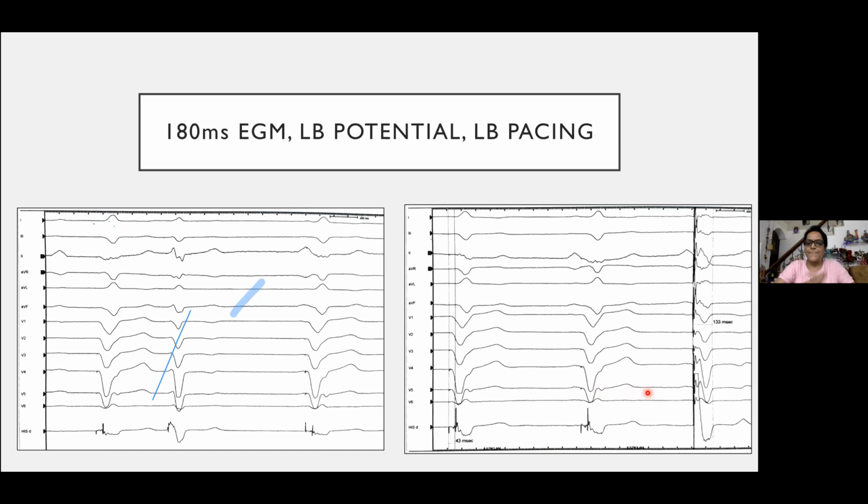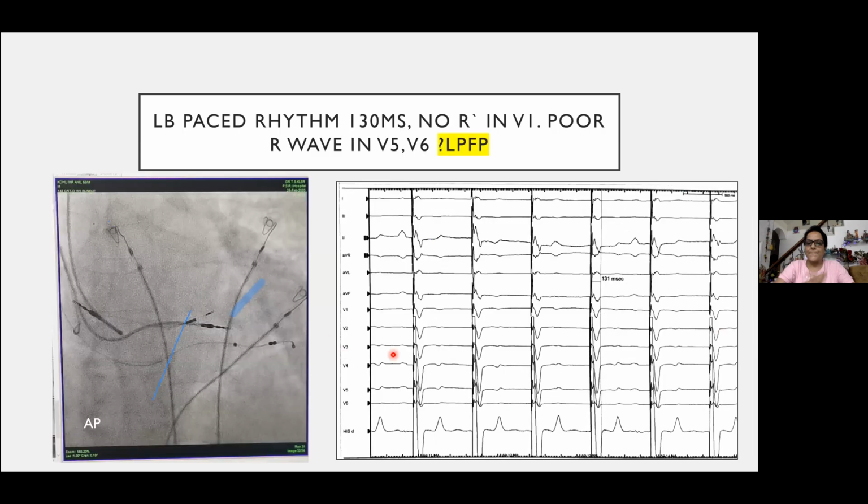What happens when we pace? When we pace, we lose that potential, and the QRS immediately narrows to 130 milliseconds. It's good, but the problem is that this was the site. You can see it's quite high up. This patient already had a dual chamber pacemaker, so we went slightly higher than that.